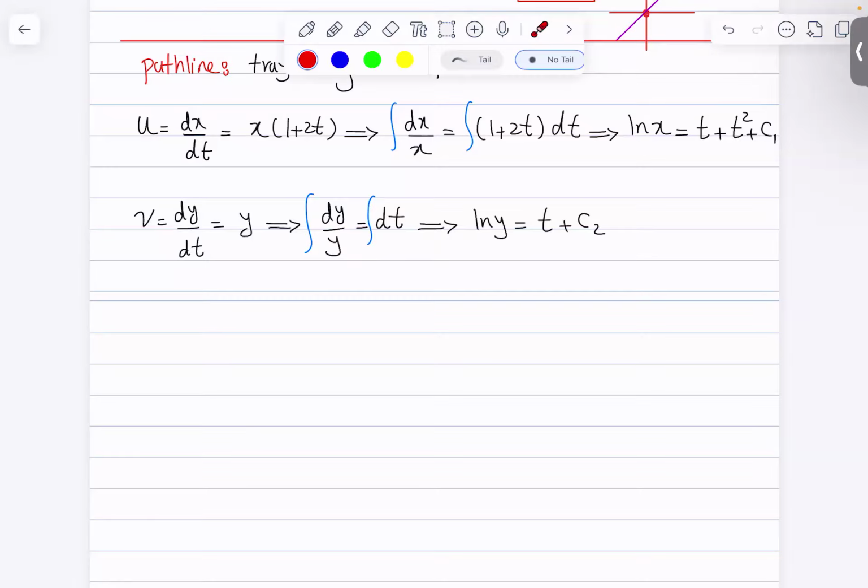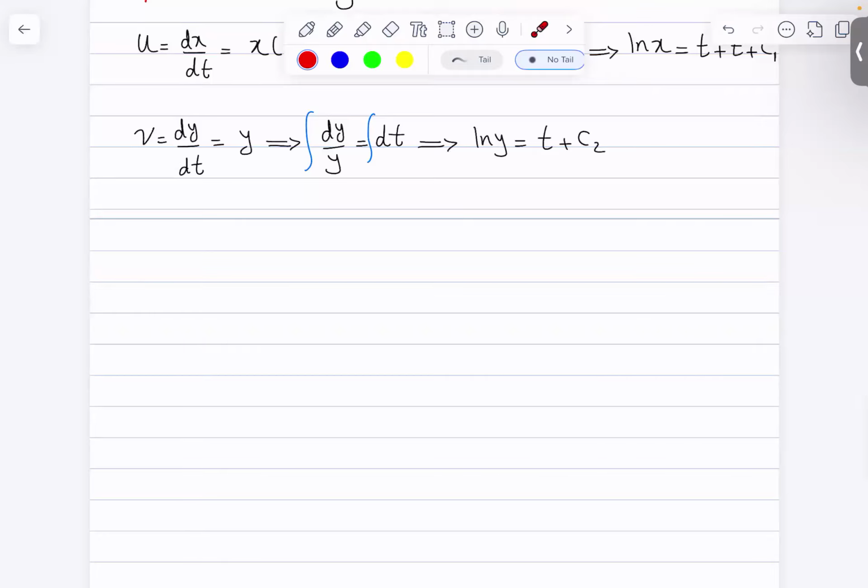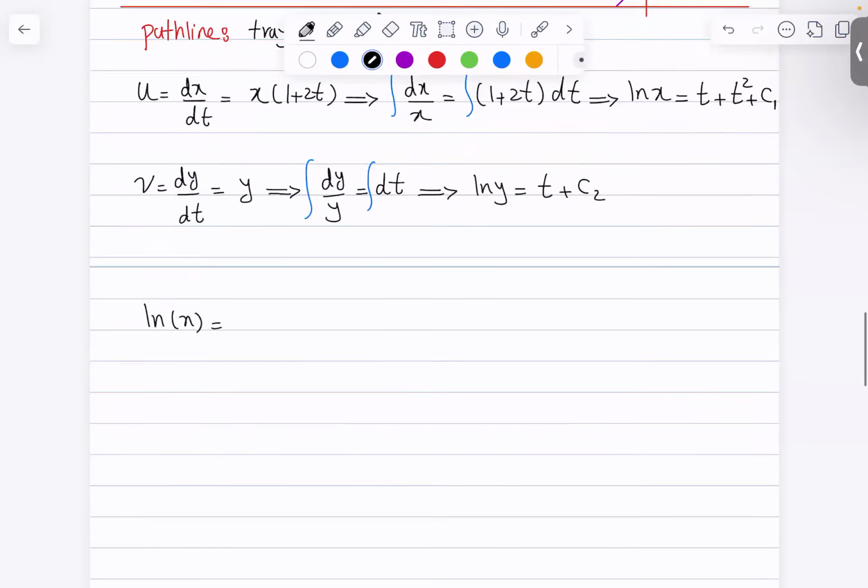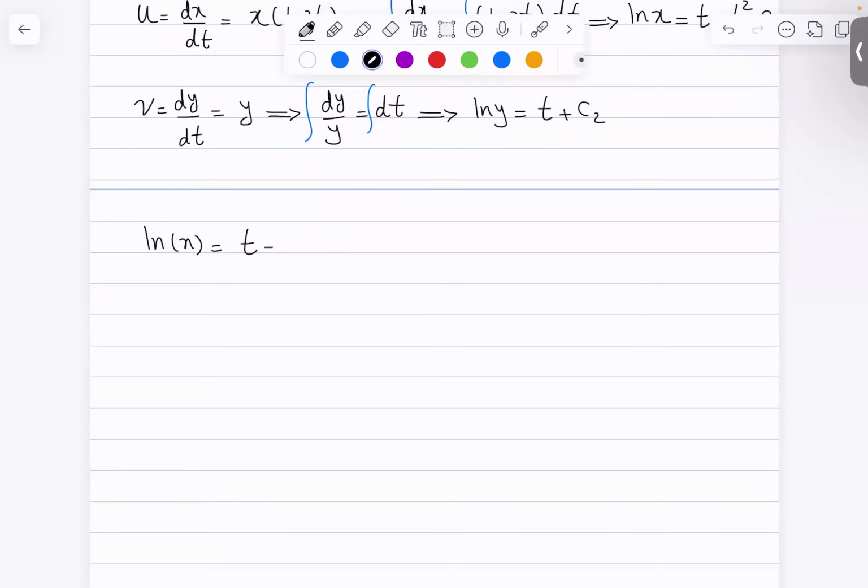And so what do we get? Let me write this down here again. We found that ln x is t plus t squared plus c1, and ln y is t plus c2. Okay, now how do we find c1 and c2? Initial conditions, of course.